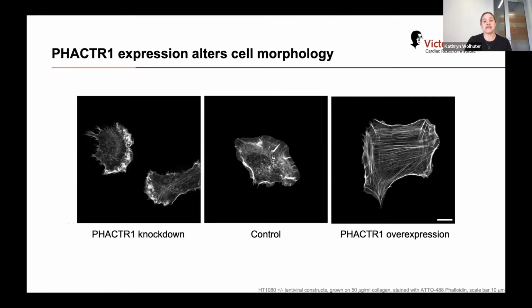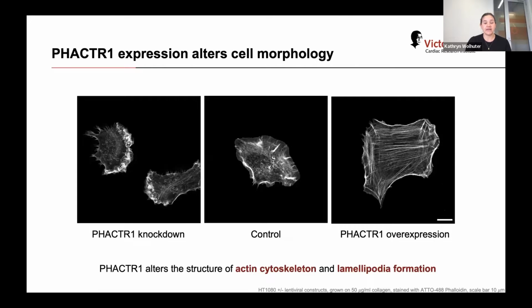So when we create factor 1 stable cell lines, either with knockdown or overexpression of the gene, we see that there's this distinct change in cell morphology. And this is unsurprising given its known binding partners. We see this change in the actin cytoskeleton, as well as changes in lamellipodia formation. But what I'm really interested in is what else is going on in these cells and how that leads to the development of vascular disease.